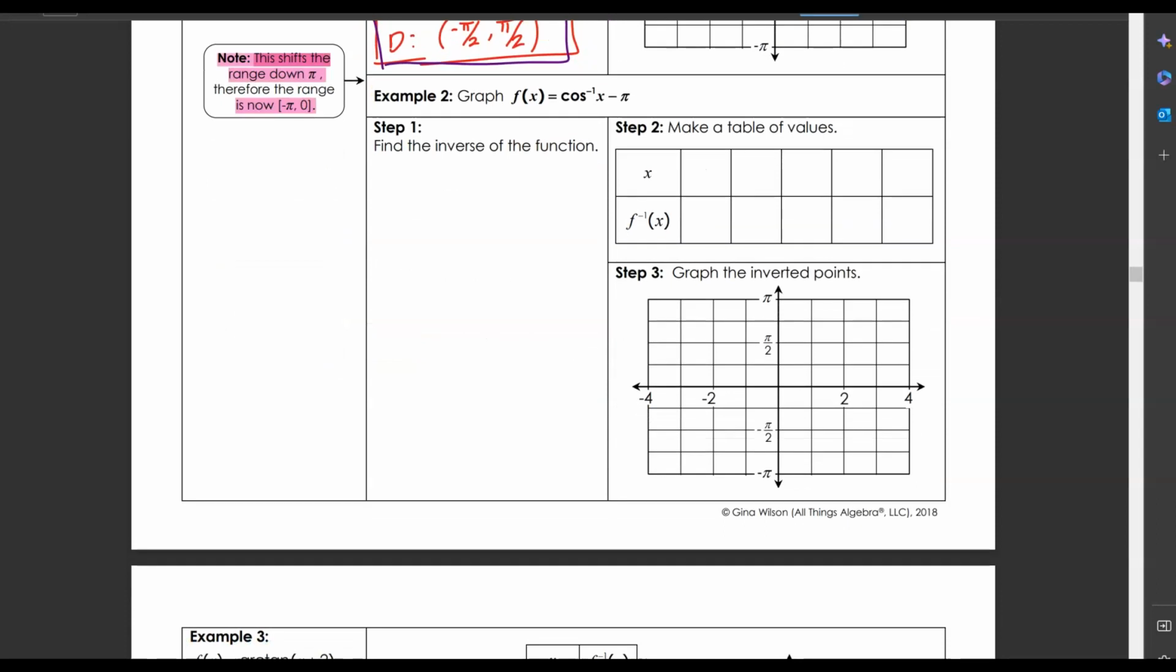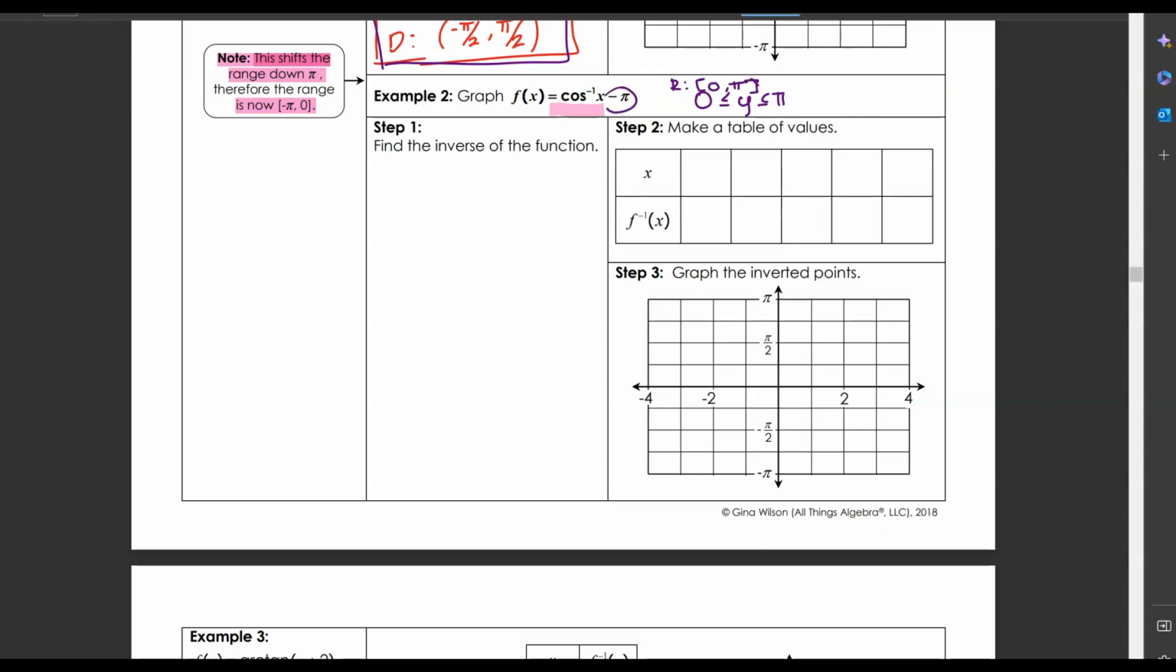All right, class, when we are looking at example 2 here, we are looking at f of x is cosine inverse, or arc cosine, of x minus pi. So we think of just arc cosine. That range is going to go from 0 to pi. We can also look at this as the range goes from 0 to pi.